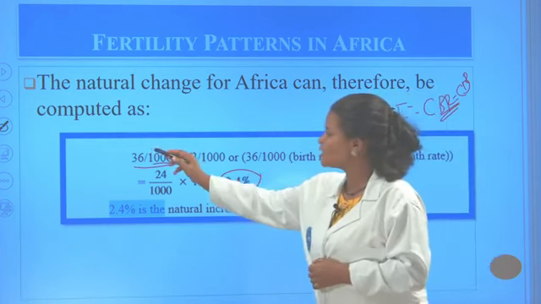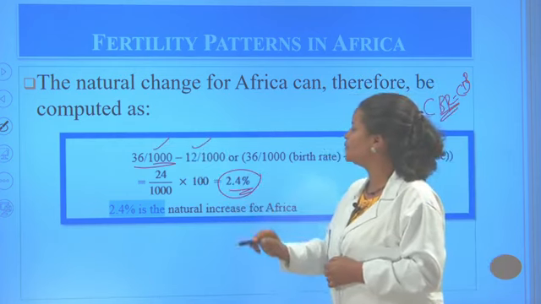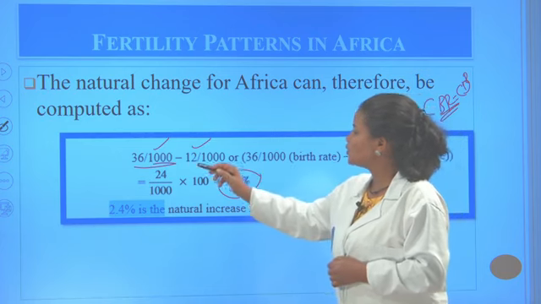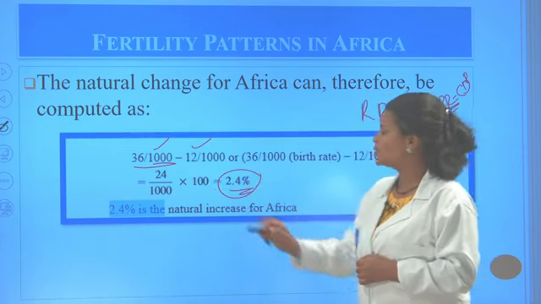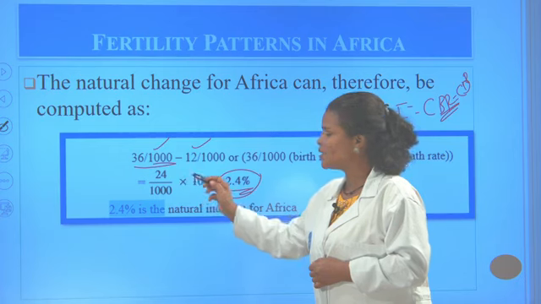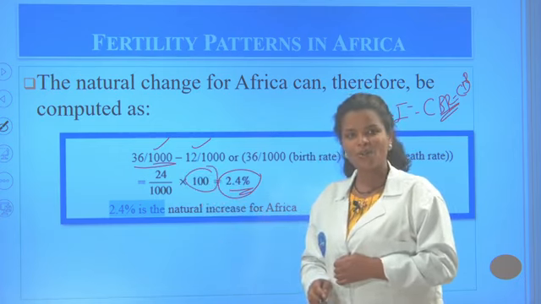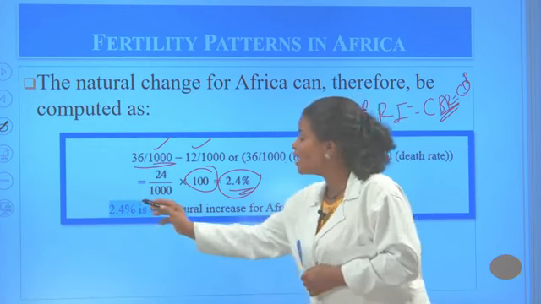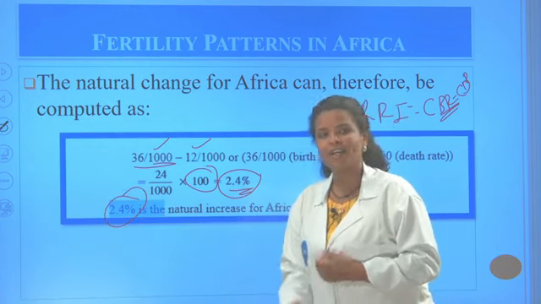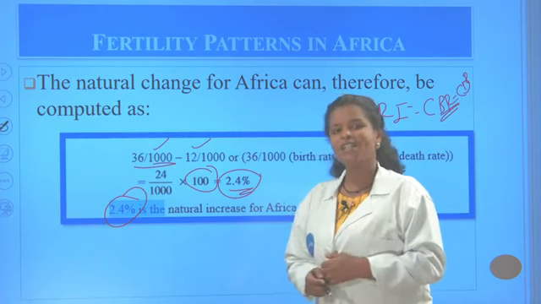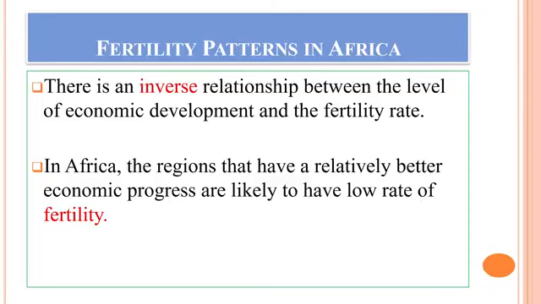The birth rate is 36 minus 12. It gives us 24 divided by 1,000, and to change it to percent we multiply by 100. So the rate of natural increase in Africa results in 2.4%. It has a high fertility rate because the result is very high.